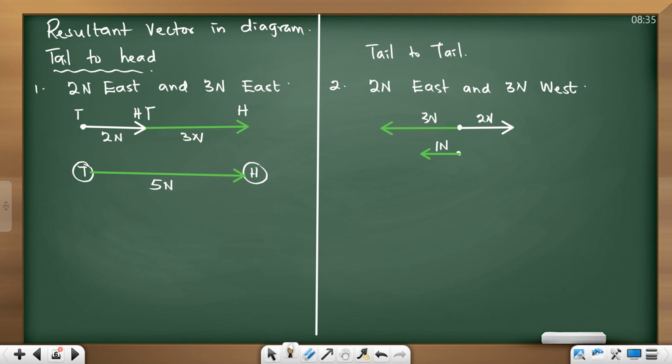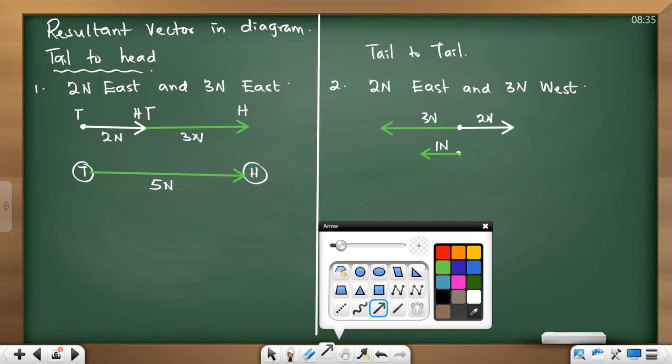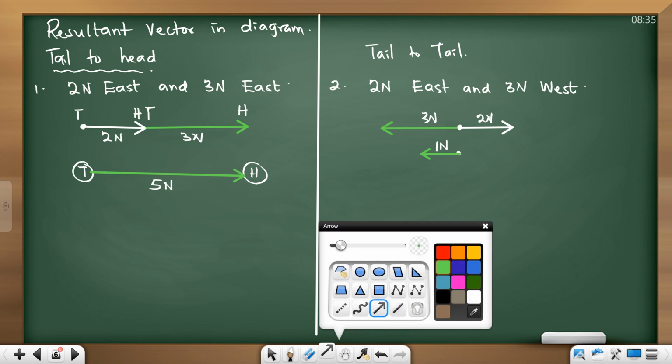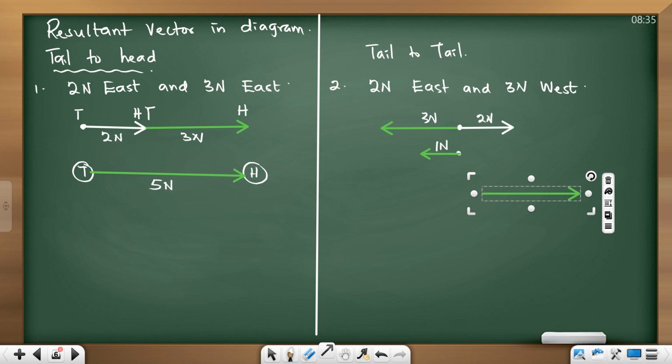Yes, Luke? Yes, I have a question. So, in this case, do we choose or do they already choose for us? Like which one is positive? The examiner would not tell you which one is positive. You choose what is positive, except if they want to restrict you. But please, choose what is positive to you and what is negative. What will be wrong is for me to say 3 newtons west, then I draw this. That's not west. That's east.